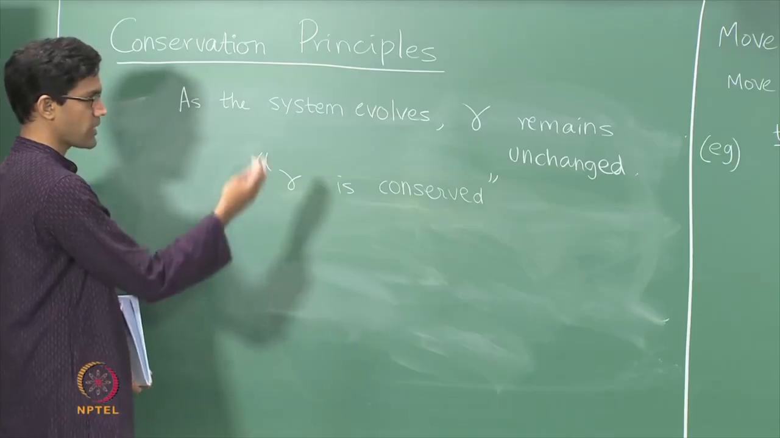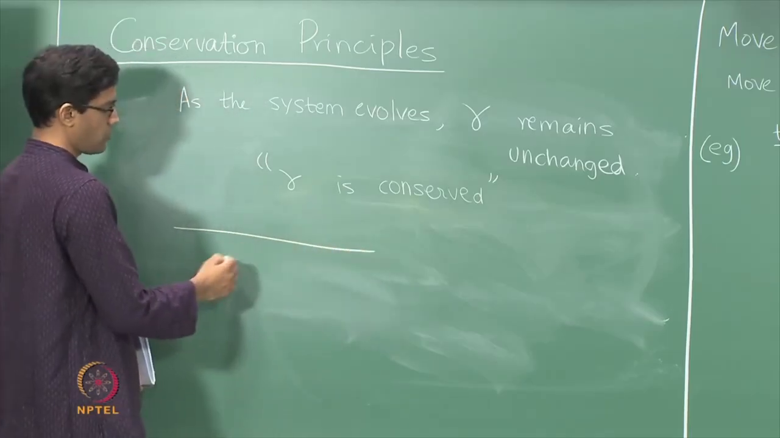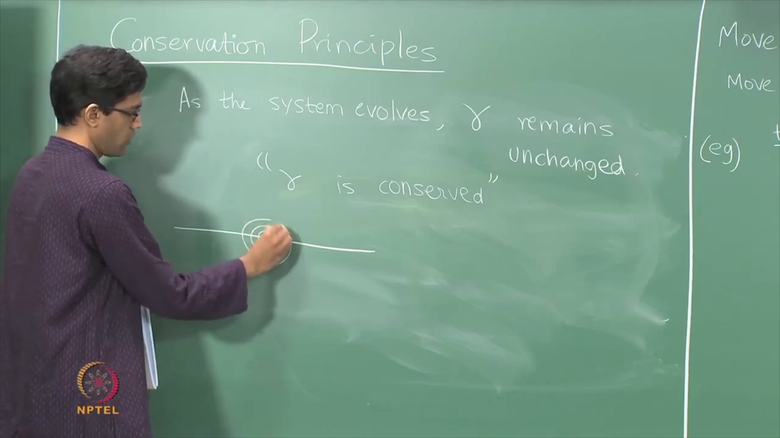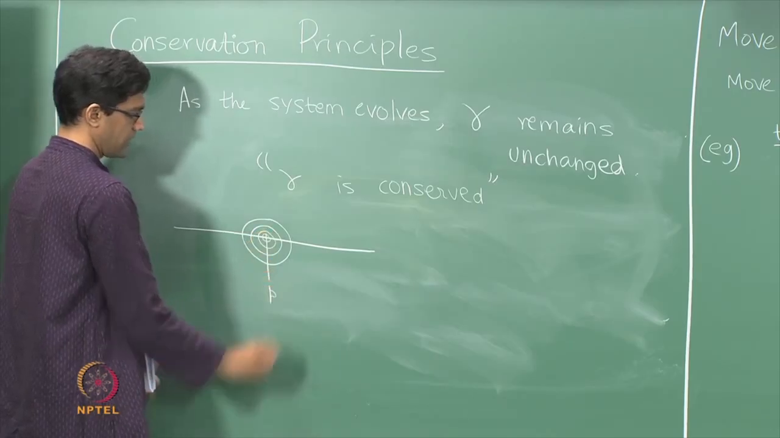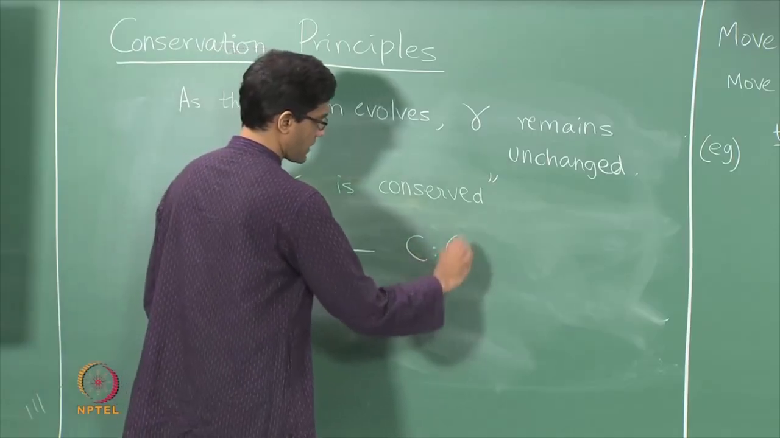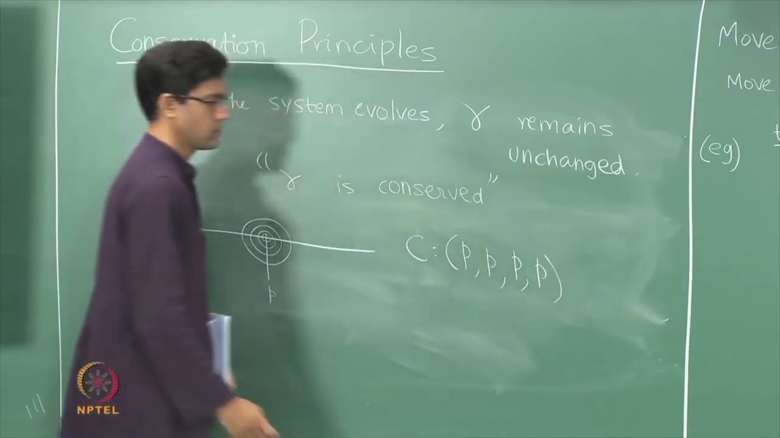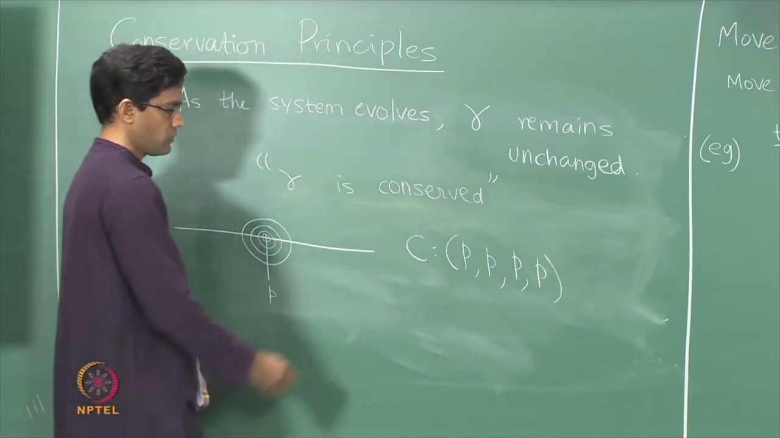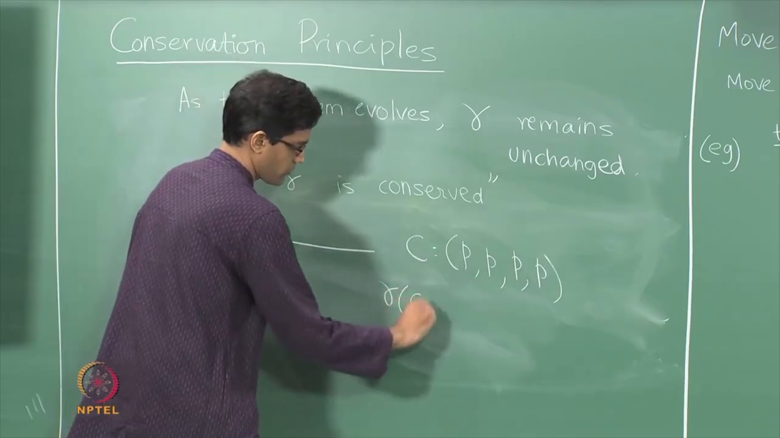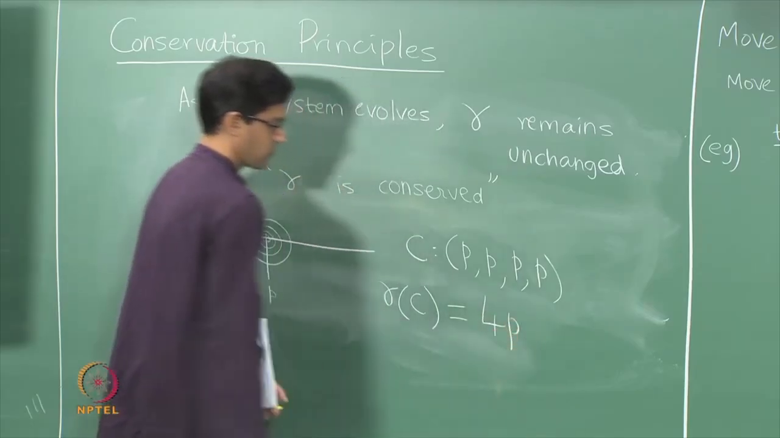So let's now use this to answer our first question. The first question said, can it happen somehow that all the four coins are located at the same point? Let's call this integer p. Can I land up with a configuration that looks like p, p, p, p, as time evolves? Now let's see if this is possible. The gamma function for this configuration is just the sum of the four numbers, that's 4p.